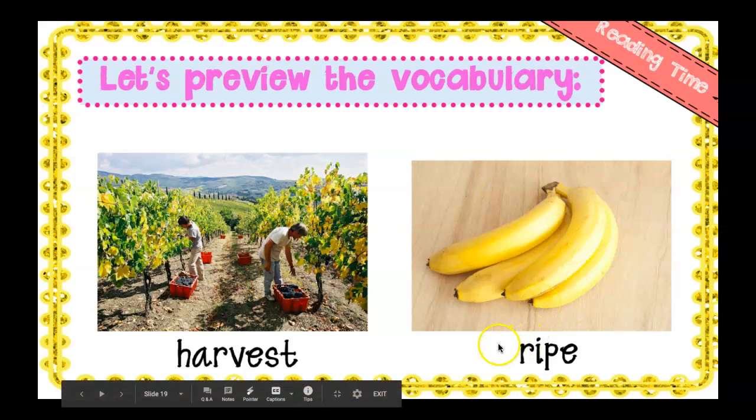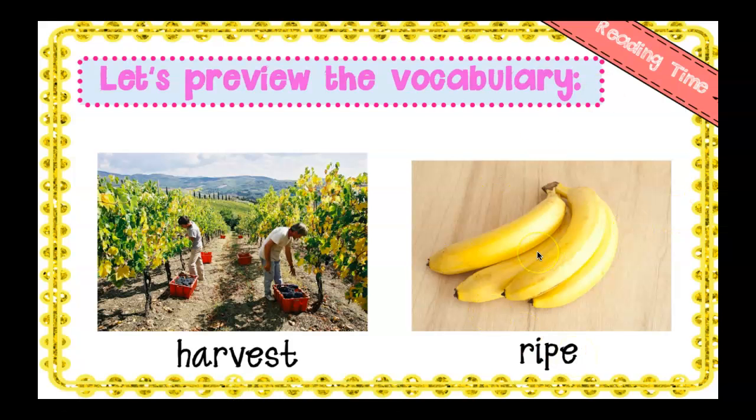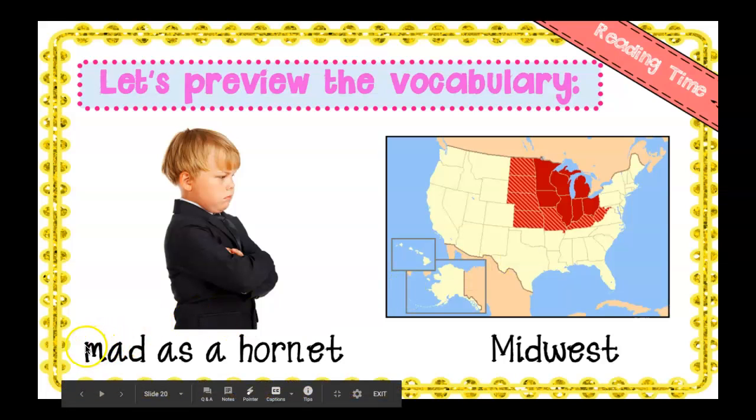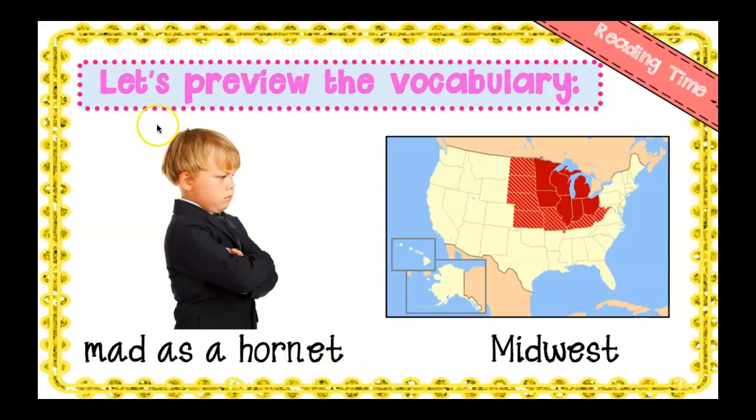You're going to read this word, ripe. And if a fruit is ripe, that means it's ready to be eaten, like these bananas. They're ready, they're ripe. You're going to come across this phrase, mad as a hornet. If someone is mad as a hornet, they are very angry.